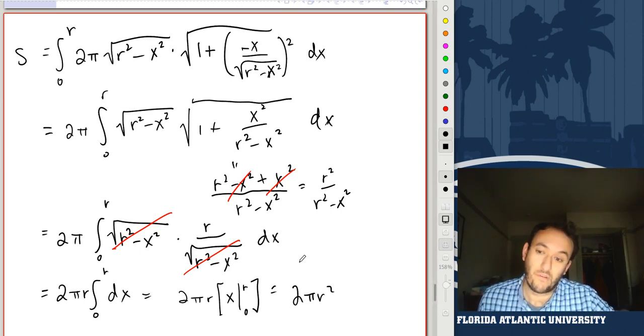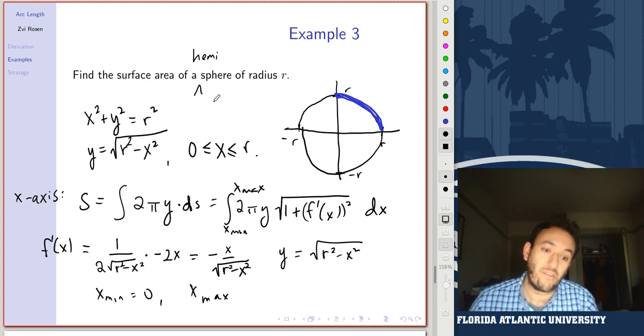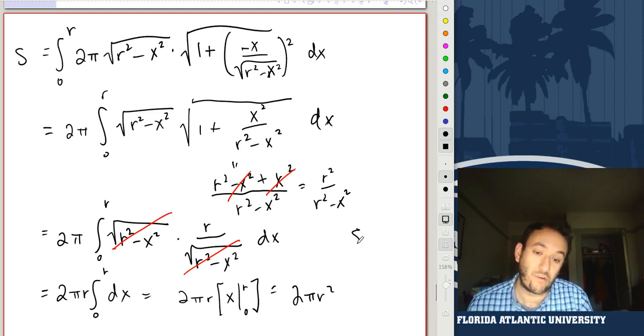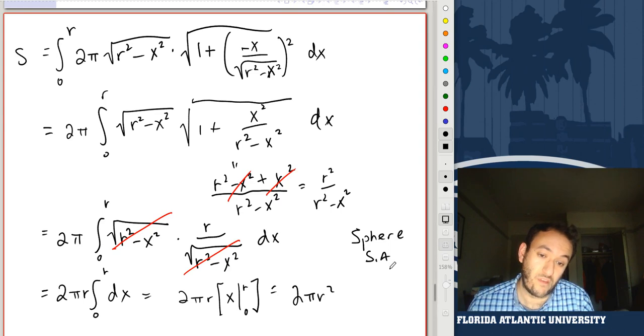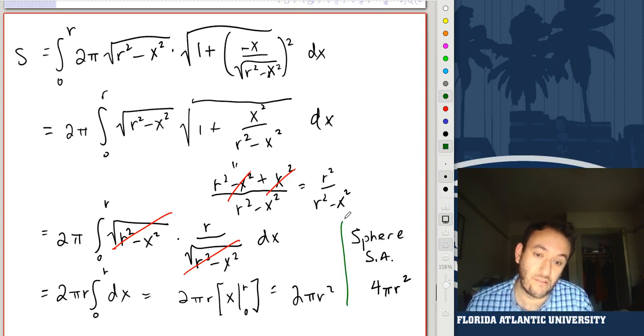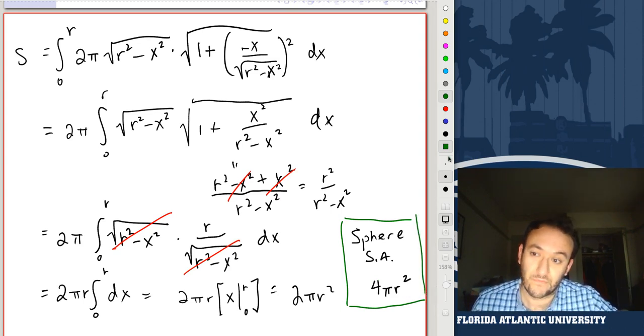Okay, so to answer the question above, the hemisphere has a surface area of 2 pi r squared, which means for a sphere, the surface area would be twice that, or 4 pi r squared. And that is, in fact, the formula. You get 4 great circles, which gives you the surface area of a sphere.